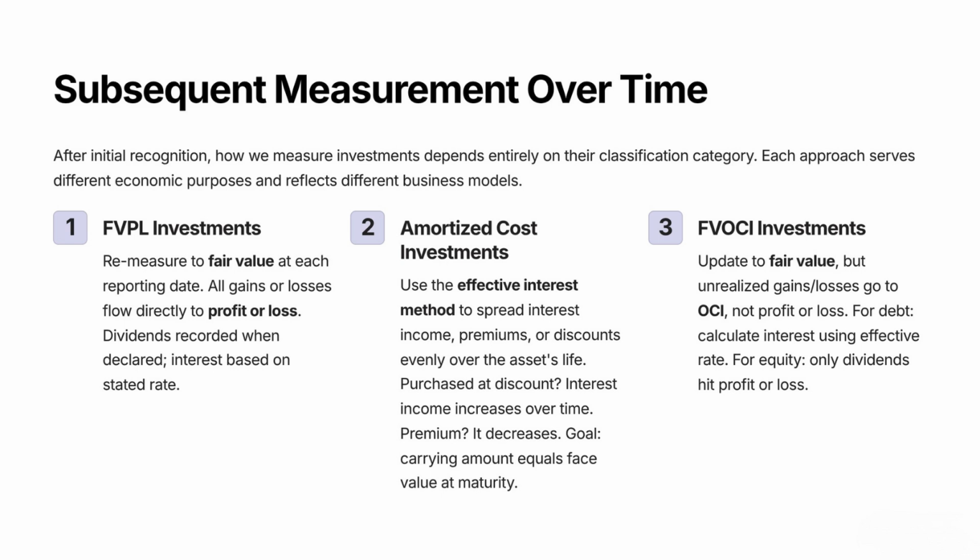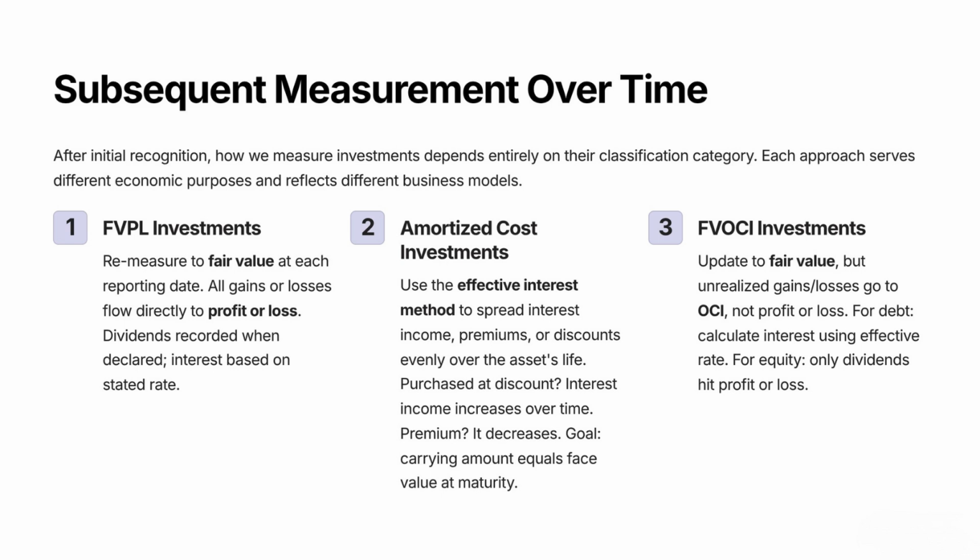For FVOCI assets, we still update to fair value, but the unrealized gains and losses go to OCI, not profit or loss. For debt instruments, interest revenue is calculated using the effective interest rate. For equity instruments, only dividends are recognized in profit or loss. So far, we've looked at how to recognize and measure passive investments. But what happens when an investment's value drops?